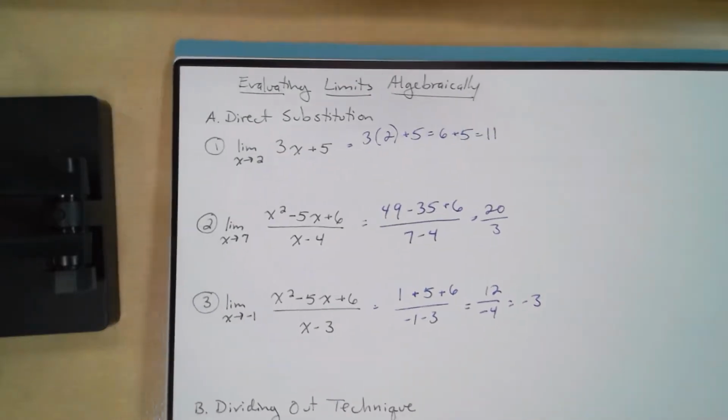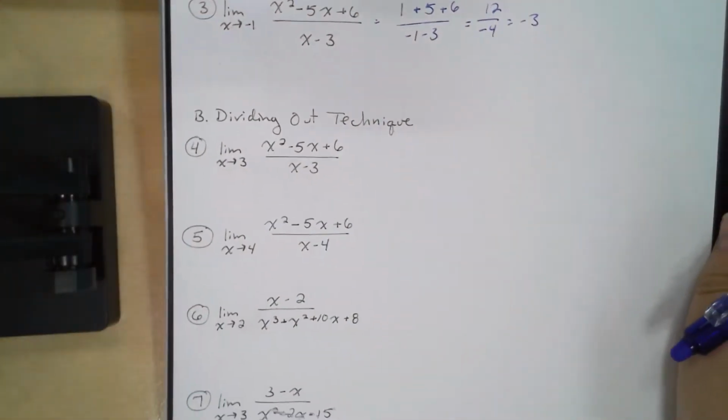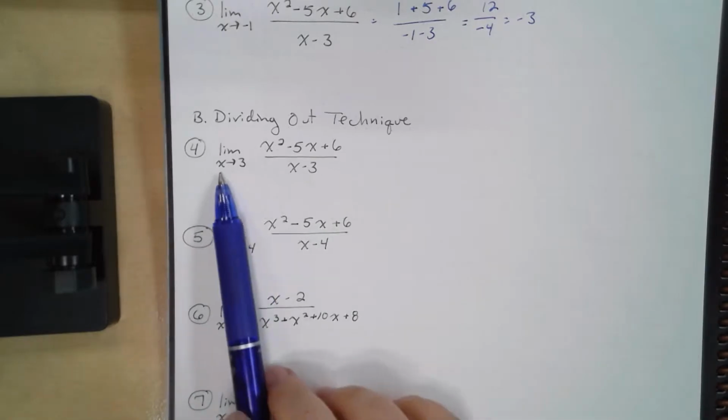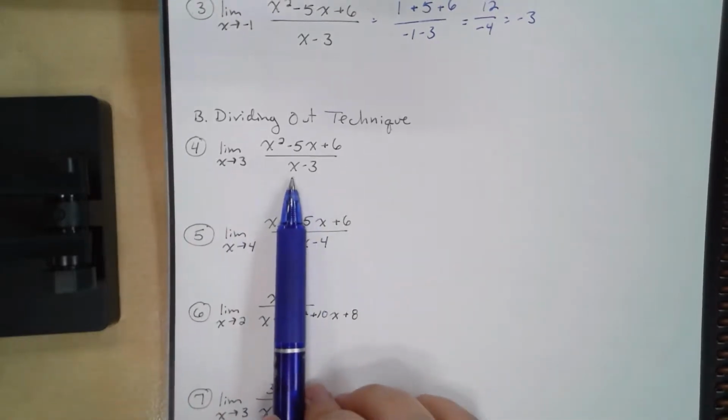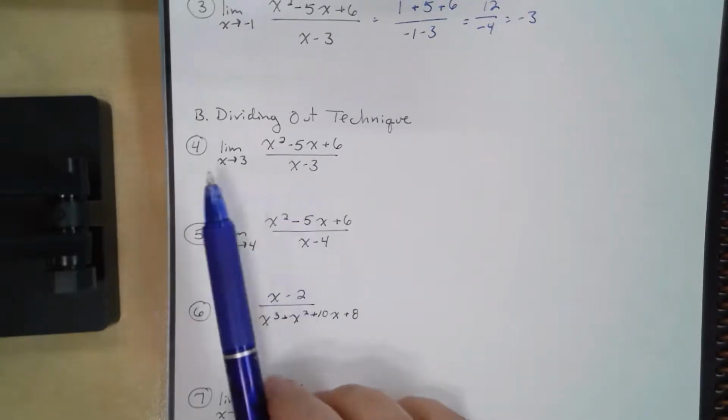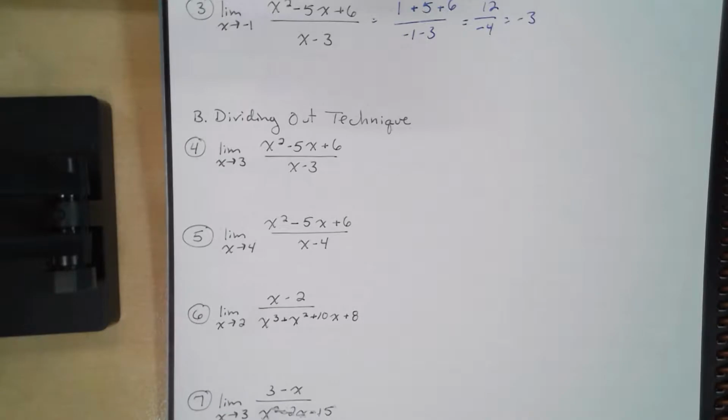Now, there are some that are going to be a little bit more complicated. So let's look at number 4 here. The dividing out technique. If we directly substitute in 3 for x, we can see that in our denominator we're going to get a 0. And that means that that's undefined. So really this isn't working. But we might still actually have a limit.